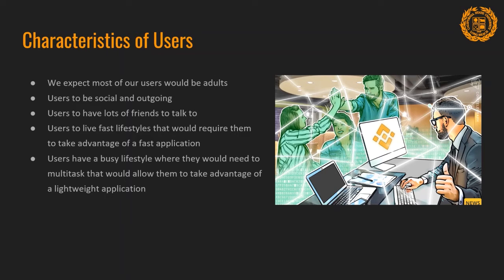So, the characteristics of our users. We expect most users to be adults, users to be social and outgoing, users to have lots of friends to talk to. This is a messaging app. We need them to have friends to be able to talk to someone. And users to live a fast lifestyle that would require them to take advantage of a fast application. Users need to have a busy lifestyle where they would need to multitask, that would allow them to take advantage of a lightweight application. That's how we designed it. If people want to multitask, it'll be really easy since our application is really lightweight.